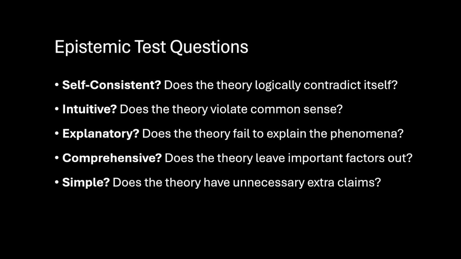So how do we think of these counterexamples that I'm talking about? Well, here I'm going to show a couple of epistemic test questions. These are questions that will test whether or not our theories are good candidates for being true. So what might be some good questions to ask about our theories? The first question is, are they self-consistent? In other words, does the theory logically contradict itself? If you find your theory is contradicting itself for one reason or another, that's a pretty surefire way to know that there's something wrong with your theory. Theories should be self-consistent.